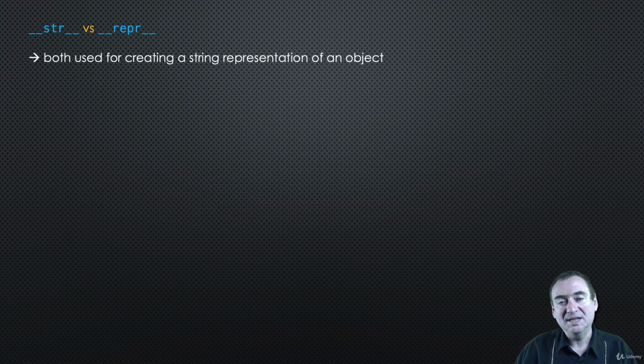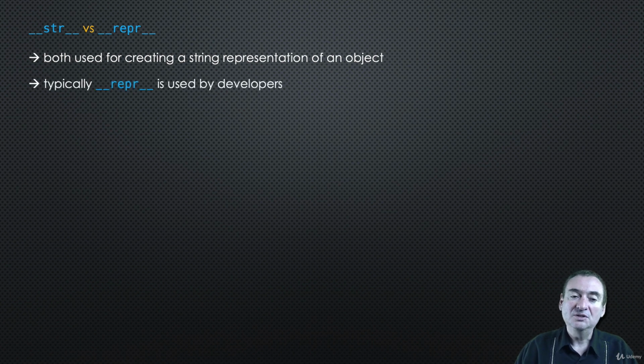Both are basically methods that you can create on your class, which are used to generate the string representation of an instance. Both of these should return a string, and both of these are supposed to be representations of that object. So why have two of them?